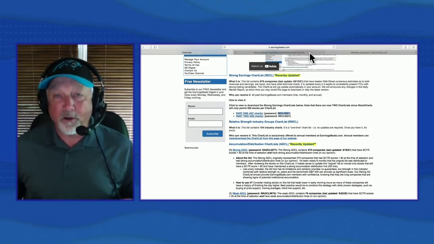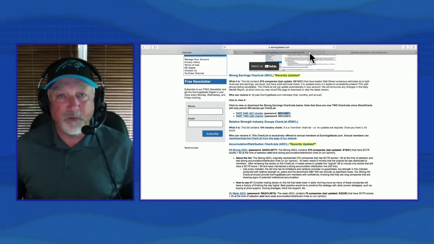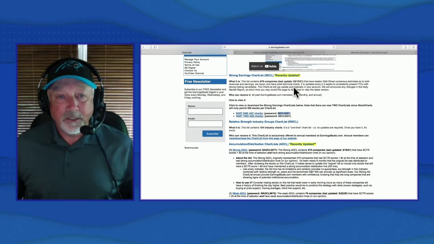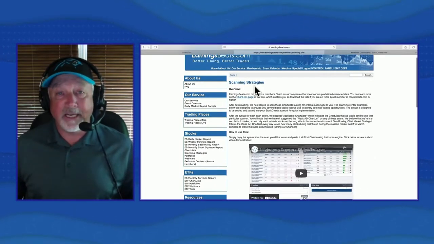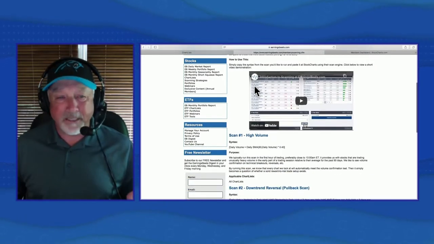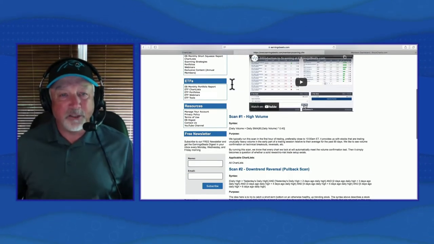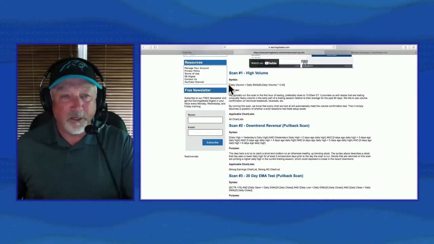So let me walk through some of the things that we would consider doing there. Over on another page at our EarningsBeats site, we have scanning strategies. These are just very basic scanning strategies, but let me show you how this would work. I'm going to start off with just taking a high volume scan.